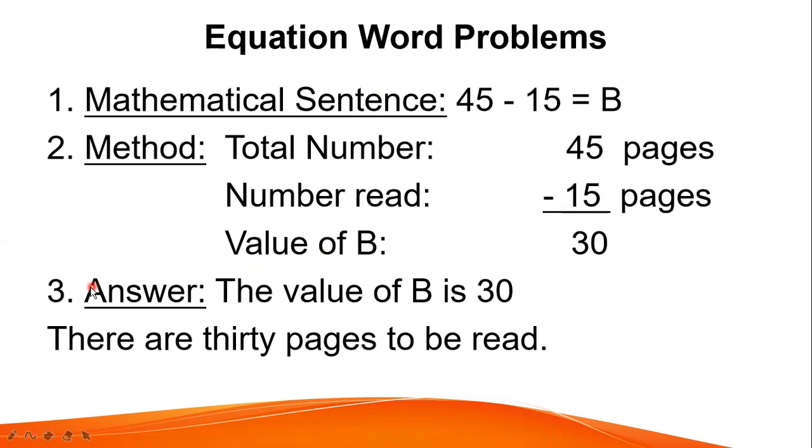Now our step three is to write the answer. How do we write the answer? Right here, we write the value of B is 30. And under that, we also write there are 30 pages to be read. Please do take notes of the process of writing the mathematical sentence, the method, and the answer.